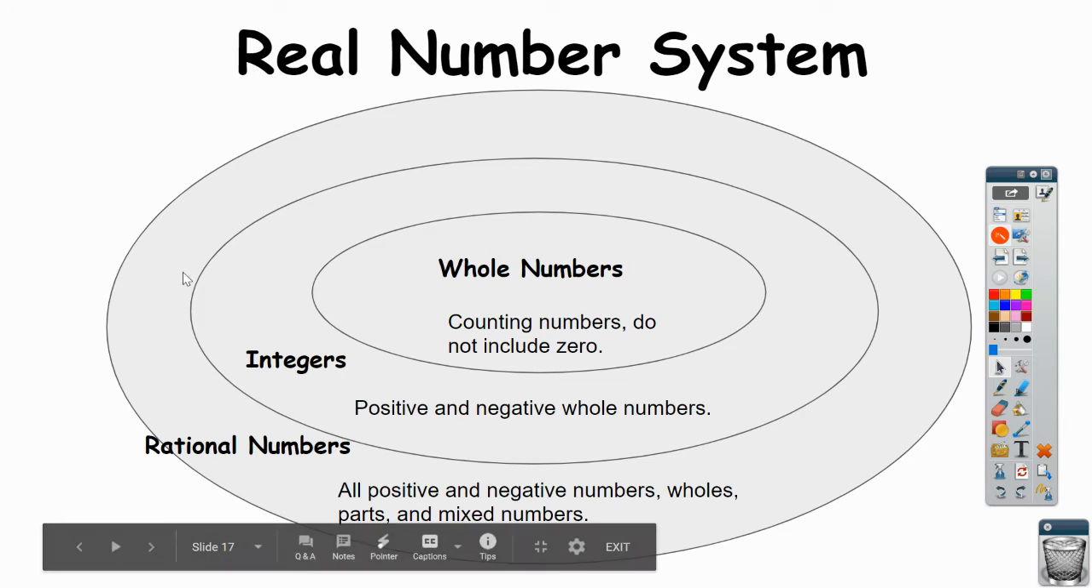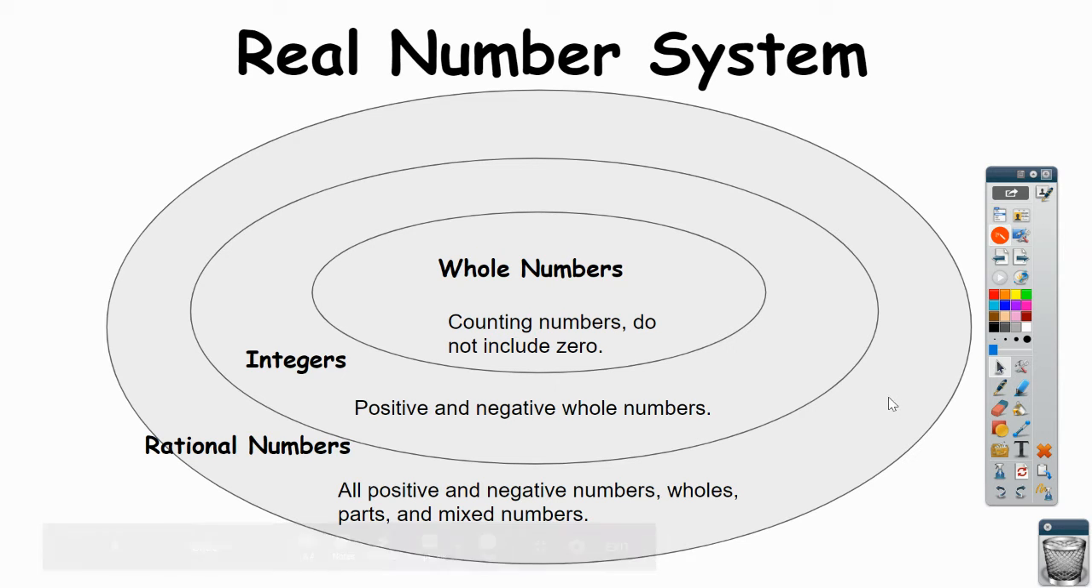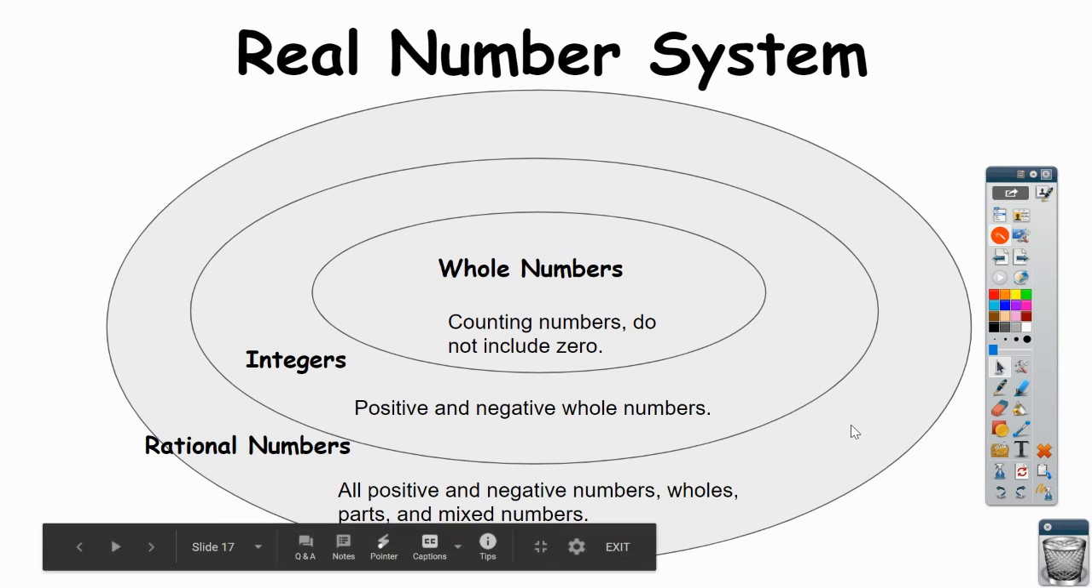Then the final circle on the outside is rational numbers, and those include all the positive whole numbers, all the negative whole numbers, but it also includes all the positive and negative parts of wholes or mixed numbers. So this would include your fractions, your decimals, and your percents, both positive and negative.